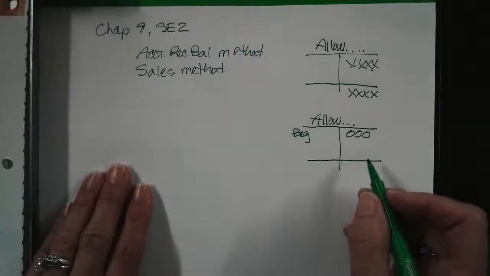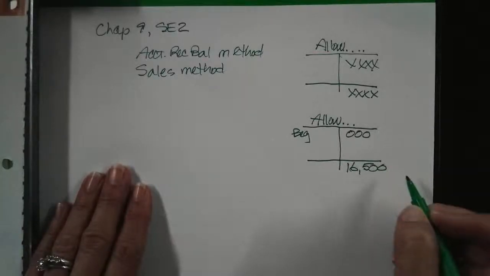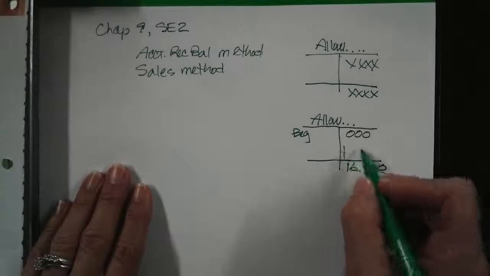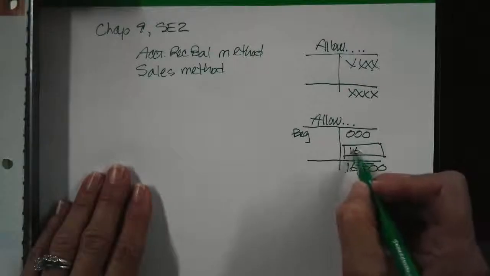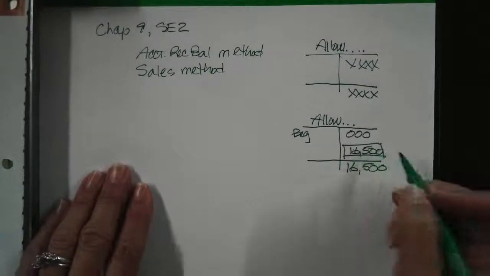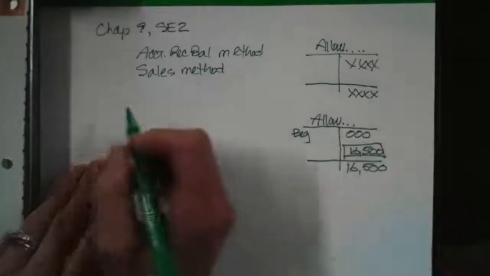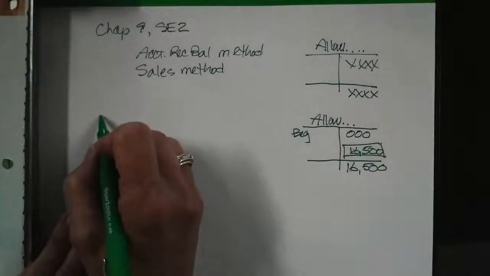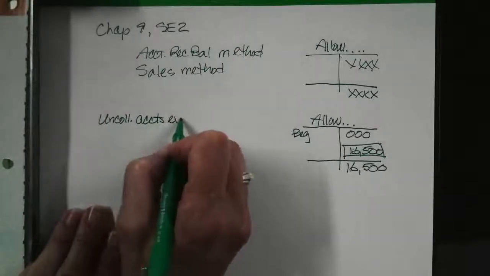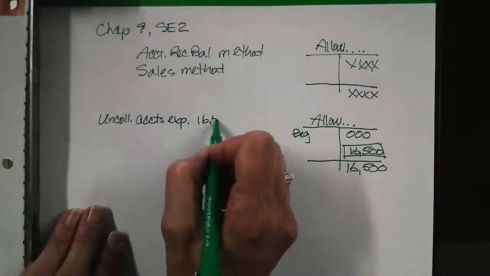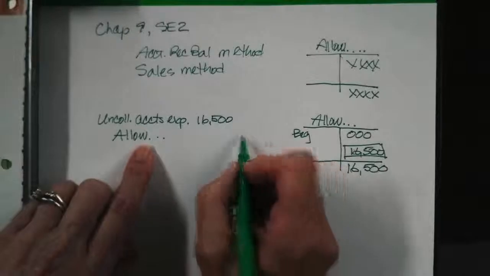What adjusting entry would be made? Well, they're telling us that they think we need to reserve for $16,500 going bad. So we need to make the entry that will get the allowance account to the right place. Since this is our first year and we have a zero balance, we have to make an adjustment for the whole $16,500. So I'm going to debit uncollectible accounts expense for $16,500 and credit the allowance for uncollectible accounts, which I'm not writing all that out, $16,500.